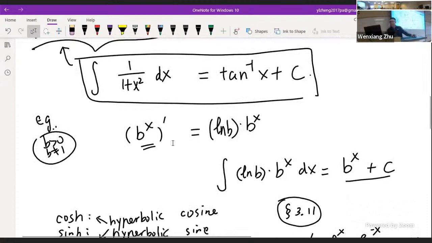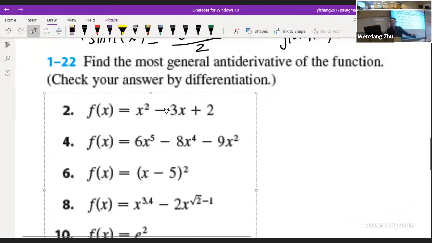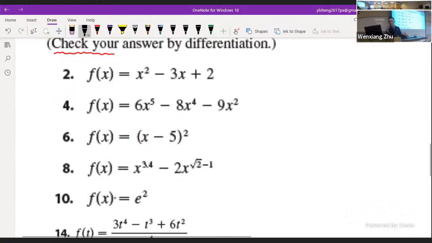All right, so now it's time for us to do some calculation. By using the properties we just talked about, we find the most general antiderivative of a given function. Also, the book says to check your answer by differentiation. So how do I know I get the right antiderivative? Because you can always take the derivative and see if you can recover the original function, okay? So let's do number 4, which is really simple. Find the antiderivative of this.